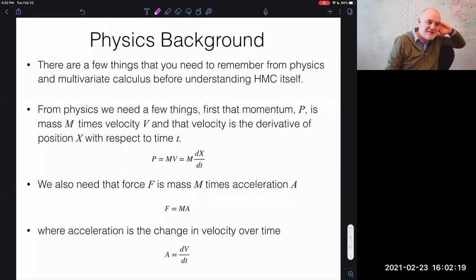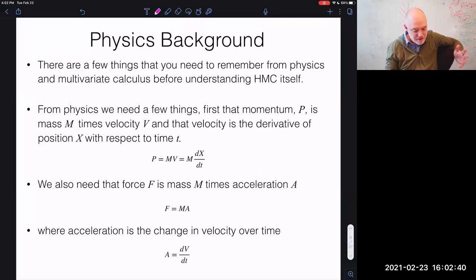Okay. So here comes the crappy physics. Get ready. It's going to be fun. So there are a couple of things that you have to remember from physics and multivariate calculus before you can understand what's going on in Hamiltonian Monte Carlo, and we'll get to most of them, not all of them. Okay. So from physics, high school / early college physics, we need a couple of things.